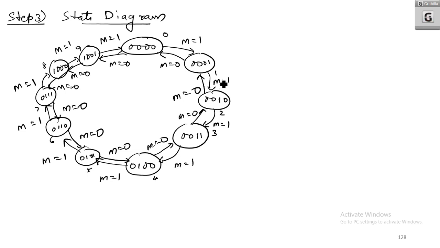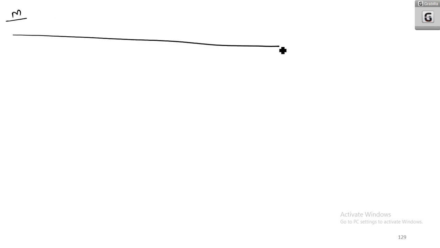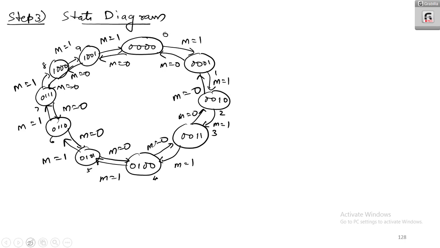Okay. Now let me draw the present state next state table. The mode can be 1 or 0. So here what I try to do is I will do with m is equal to 1 first. Then after that I will write with m is equal to 0.